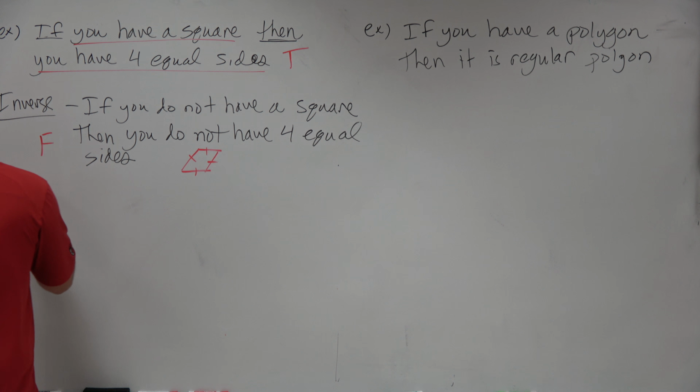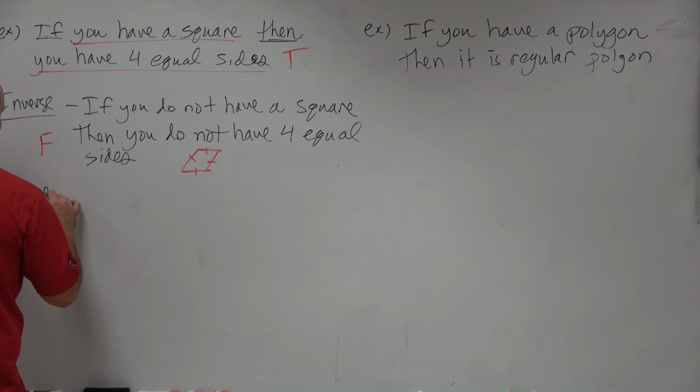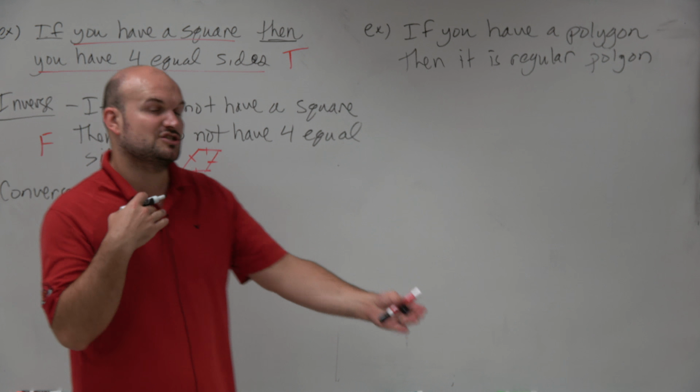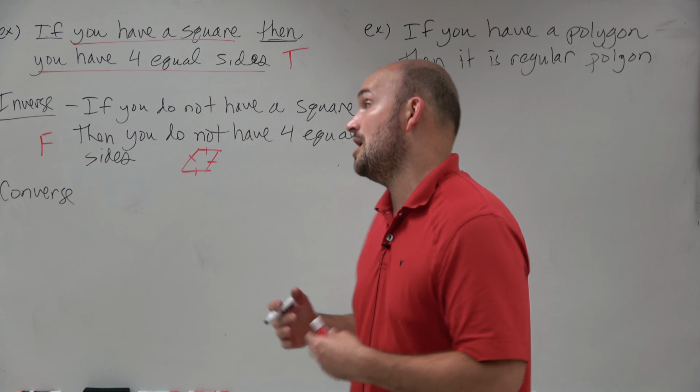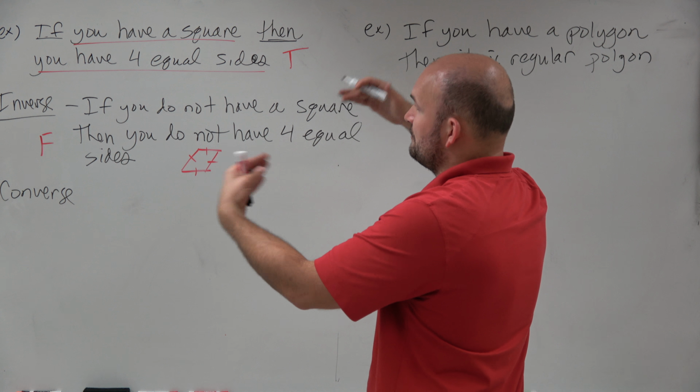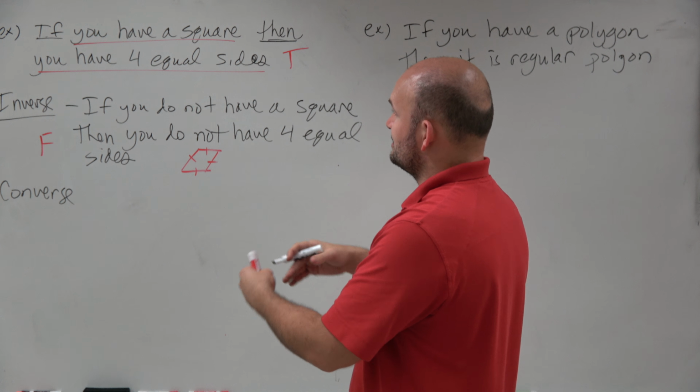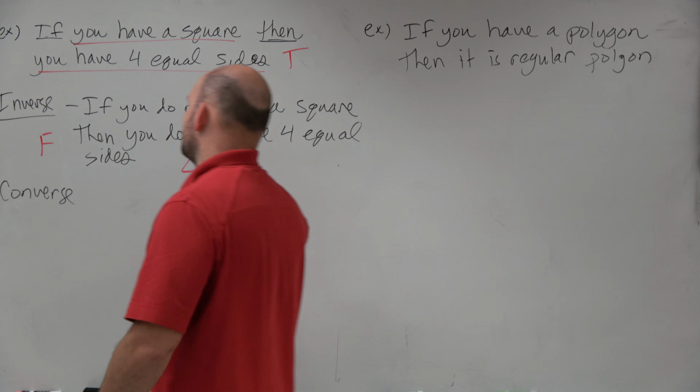Let's take a look at the converse. The converse is not going to be dealing with any negation. All it is, is swapping our conclusion and our hypothesis. So instead of saying if you have a square, then you have 4 equal sides, the converse is going to say if you have 4 equal sides, then you have a square.